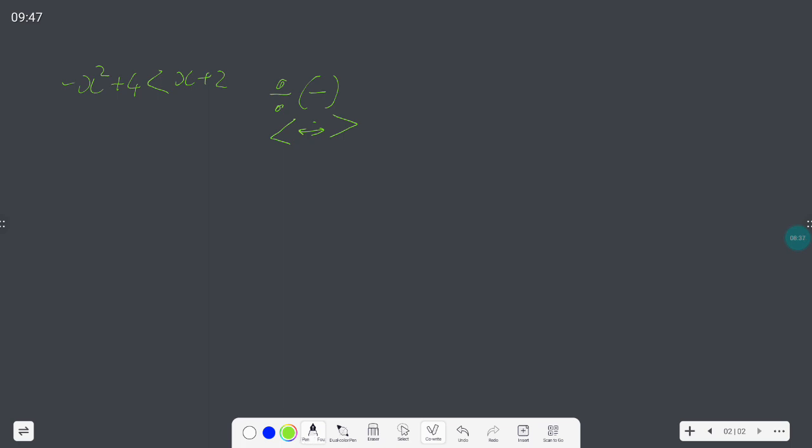So in my case, for simplicity's sake, I will try to get this side equals to 0. If I take x squared over, it becomes positive x squared. Then I have plus x. If I take plus 4 over, it becomes -4. So I've got -2. So now again, critical values. We say, but it's equals to 0.